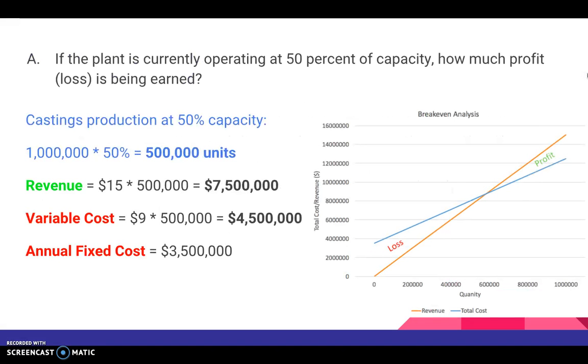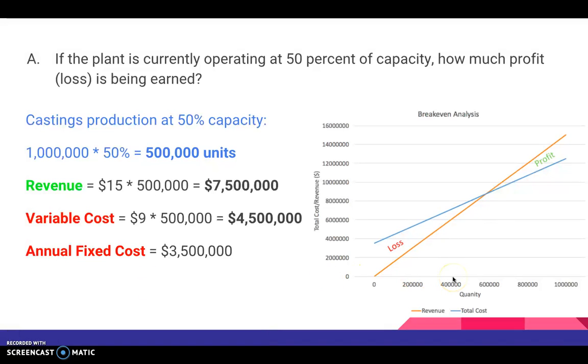So for part A, since the plant is operating at 50% of the capacity, we'll multiply 1 million units by 50% to get 500,000 units. And from here, we can calculate the revenue, variable cost, and annual fixed cost, which you'll multiply $15, which is the sales price for each unit, by the number of units to get $7,500,000. The variable cost, which is $9 per unit, multiply that by 500,000 units to get $4,500,000. And given the annual fixed cost of $3,500,000.